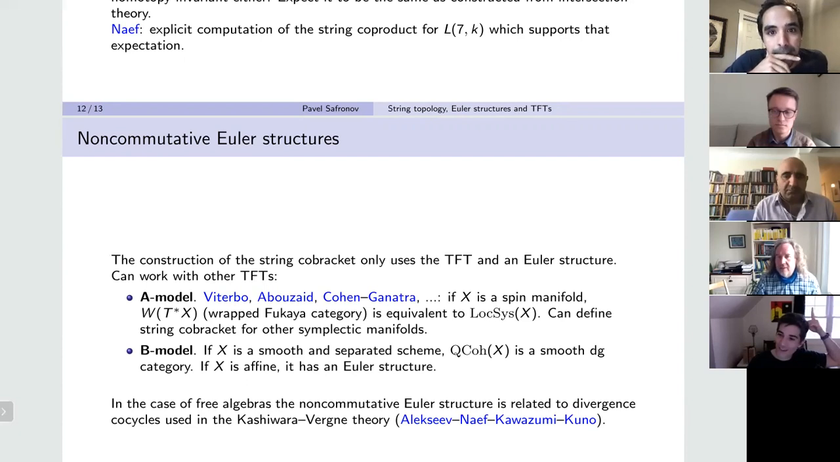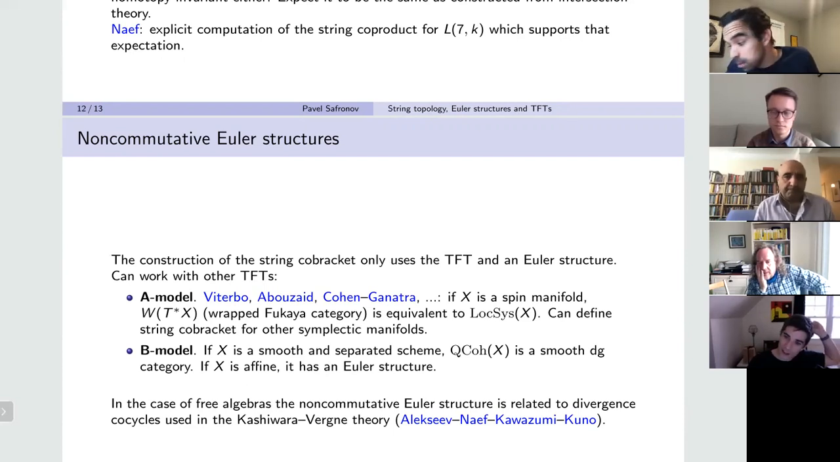Yeah, just a general question about this A model thing. Why is that local? Usually an A model has instantons. Well, so first of all, this is an exact manifold. So you look at a cotangent bundle.